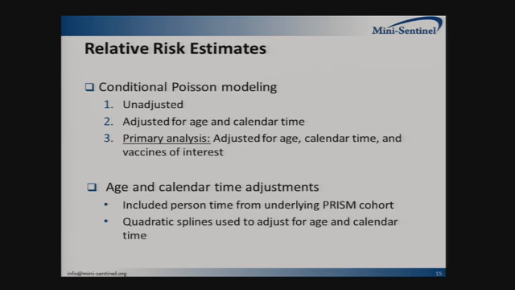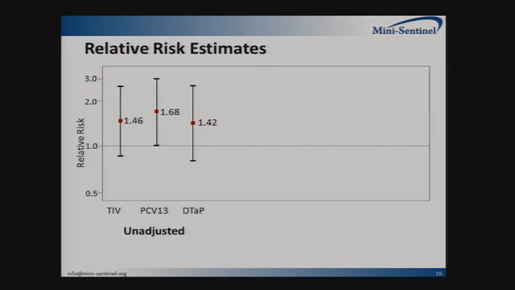And for some more information on our age and calendar time adjustments, we determined the shape of the age and calendar time-based risk curves prior to including them in the age and calendar time adjusted models. And to do this, we included person time from the underlying PRISM cohort regardless of vaccination. Specifically, quadratic splines were used to adjust for age and also for calendar time.